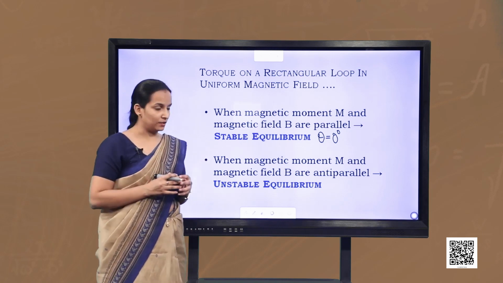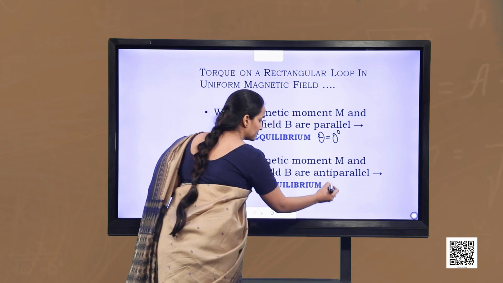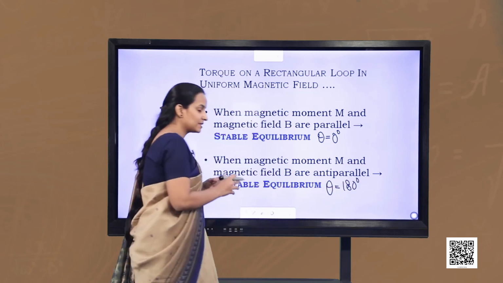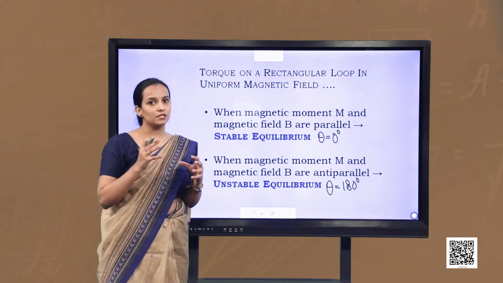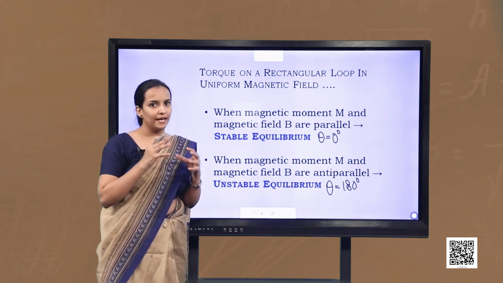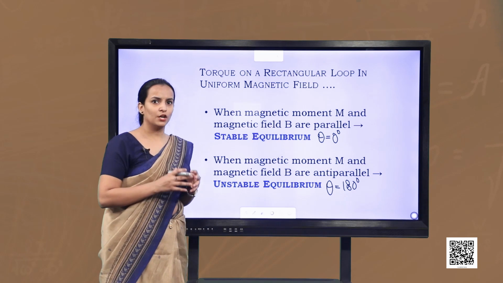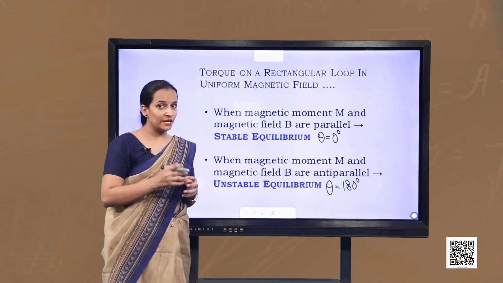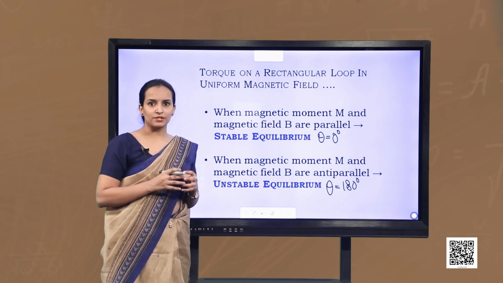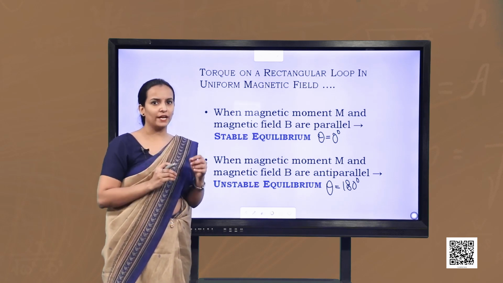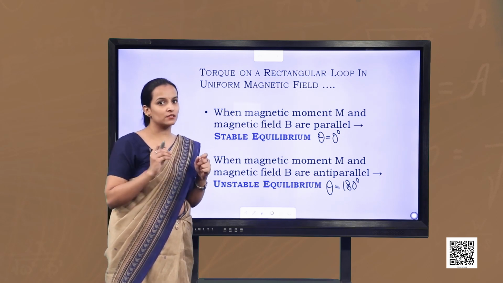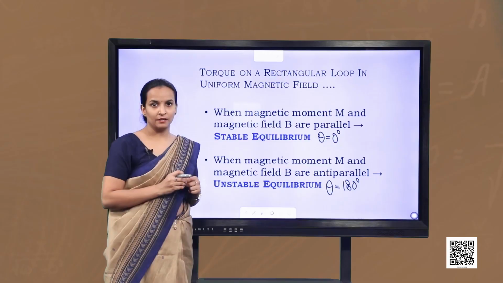When they are anti-parallel, that means when it is making an angle of 180 degrees, this equilibrium is called unstable equilibrium, as any rotation produces a torque which increases with the amount of rotation. The presence of this torque is also the reason why a small magnet or any magnetic dipole always aligns itself with the external magnetic field.